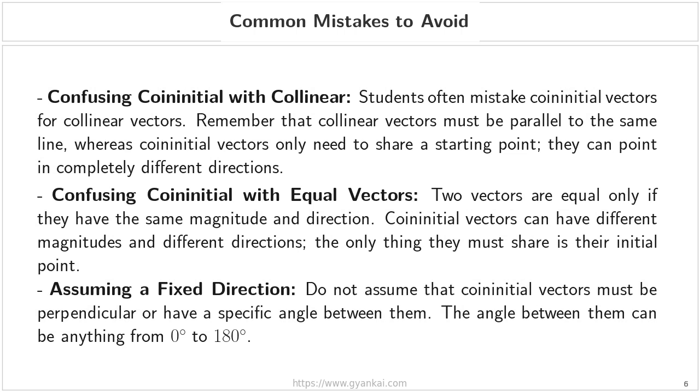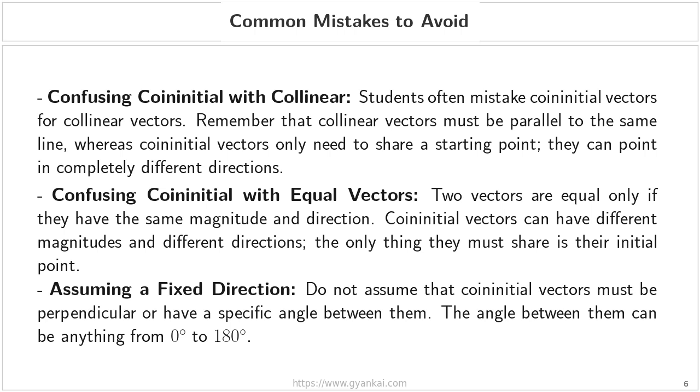Finally, please do not assume there is a fixed or specific angle between these vectors. You might be tempted to think they must be perpendicular, but that isn't a requirement. The angle between two coinitial vectors is flexible. It can be anything from 0 degrees to 180 degrees.